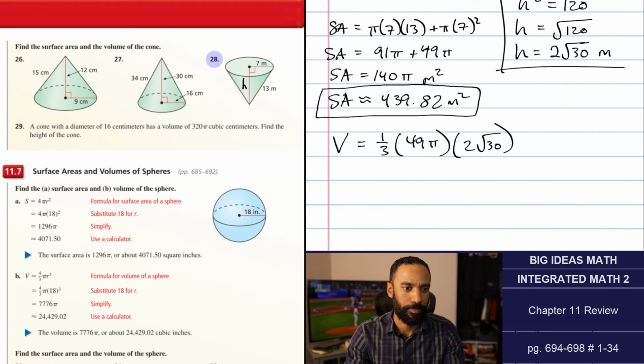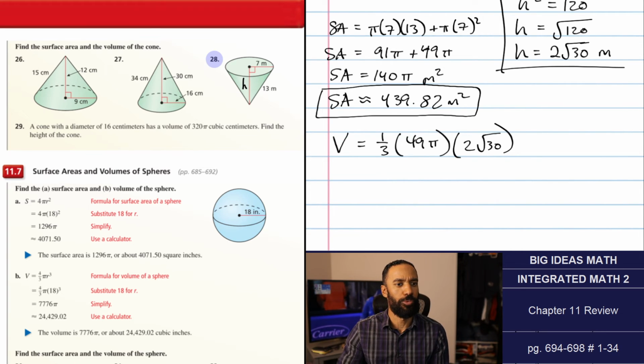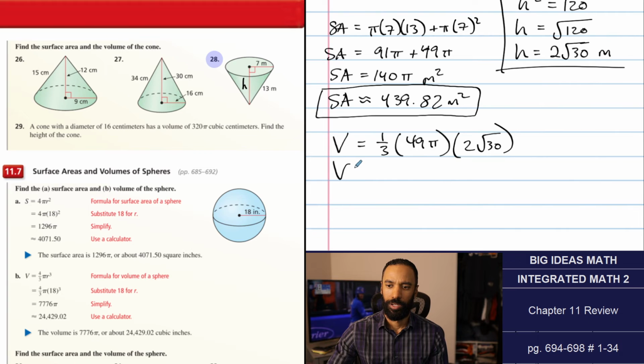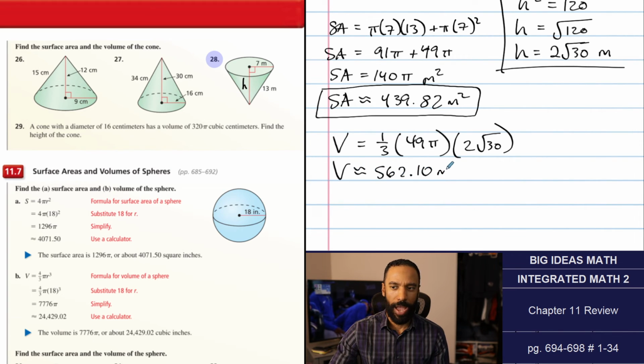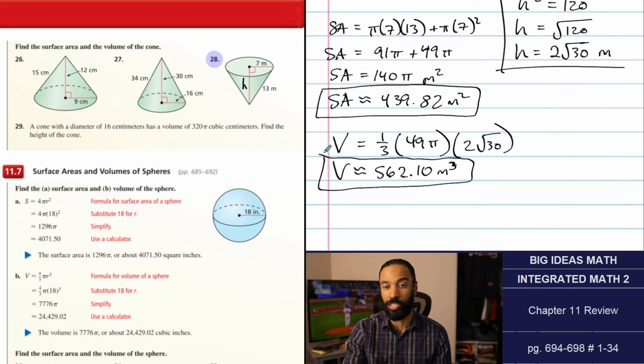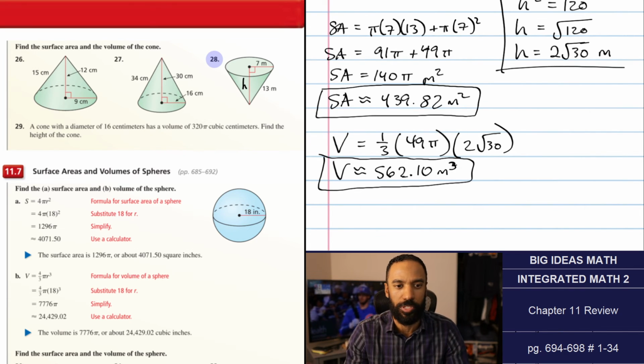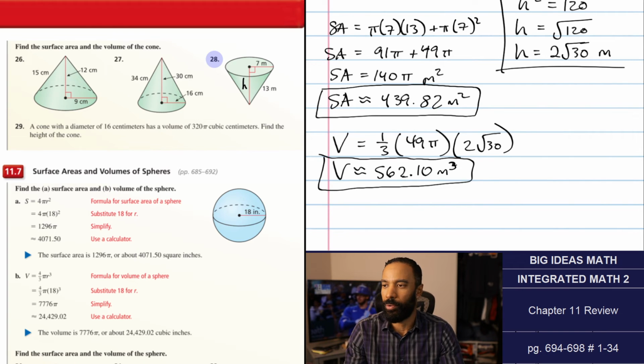I'm telling you what. 2 root 30 times pi. Oh, I already have pi. Divided by 3. 562.10. You might wonder why I put the 0. If we're rounding to the nearest hundredth, you want to keep that precision intact and just emphasize the fact that it is a 0 that trails. It's just as significant as any other number there. It's letting you know specifically what it's going to be. So I'm writing that one out.